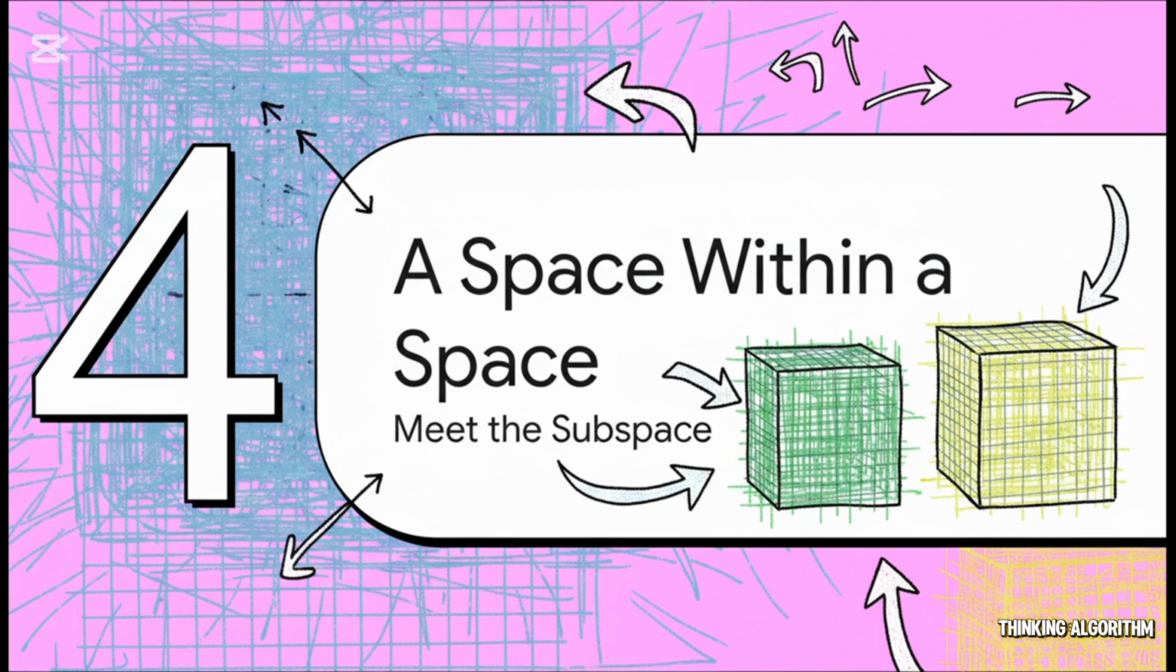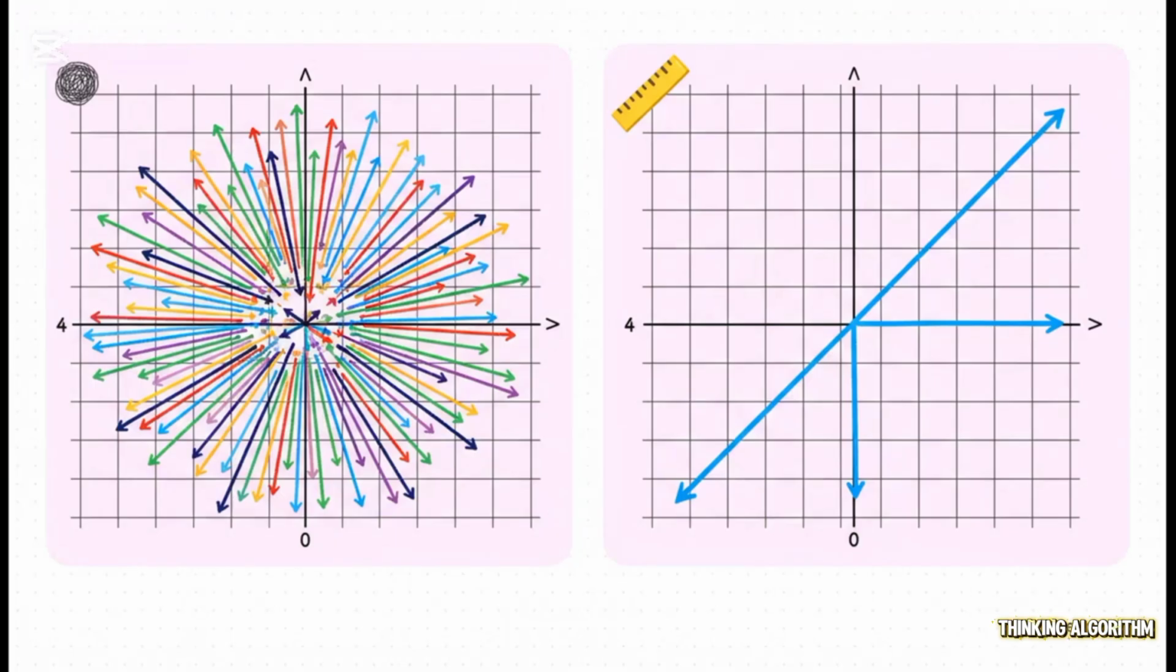We're going to go back to our friendly 2D plane and see if we can find smaller, self-contained playgrounds hiding inside of it. And this brings us to the idea of a subspace. And this visual just lays it out perfectly. On the left, that's our big playground, the whole 2D plane. But look at the right, a single straight line that goes right through the origin. That's a perfect example of a subspace. It's a little world living inside the bigger one.